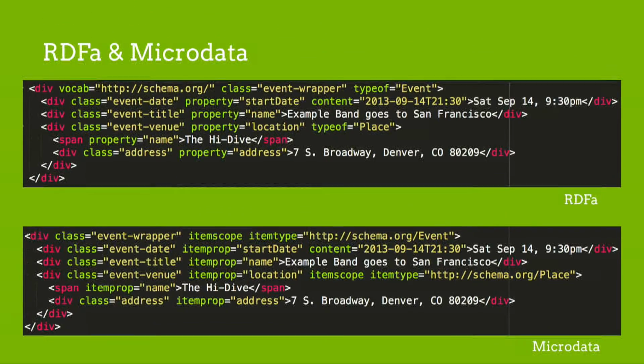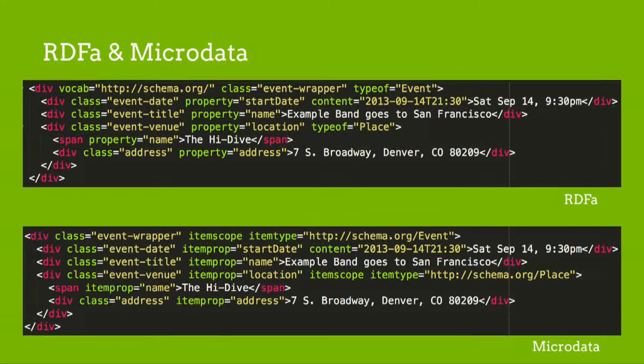Location itself is another wrapper, so like kind of a subtype. In this case, a type of place. So the name, which is being used twice here, the first name belongs to the event. The second name belongs to the place, in this case, the location. So the high dive is the name of the location.